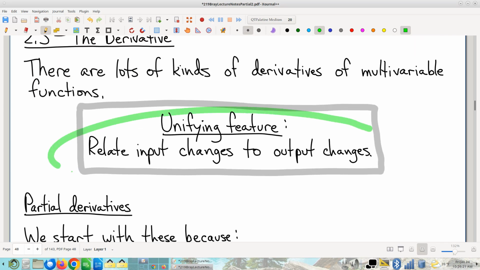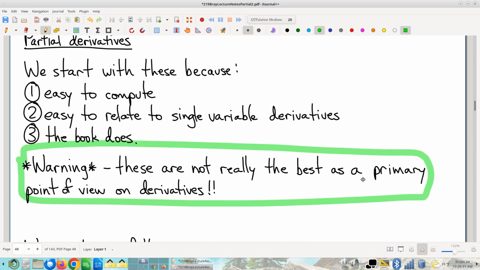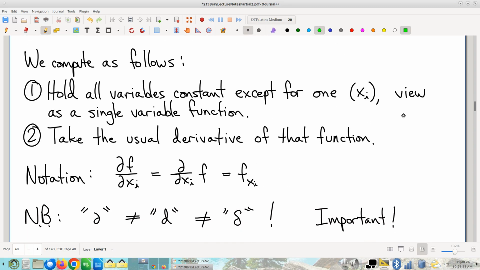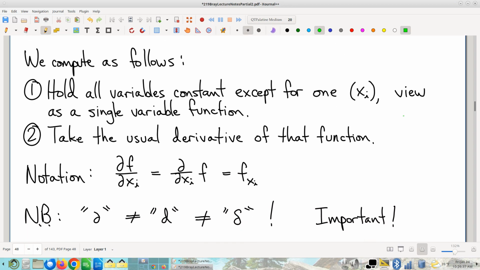that derivatives are a way to relate input changes and output changes, and the best way to do that is not partial derivatives. This is a little foreshadowing. So anyway, something to keep in mind. And with this disclaimer set, here we go. Let's define partial derivatives. It's a two-step process.